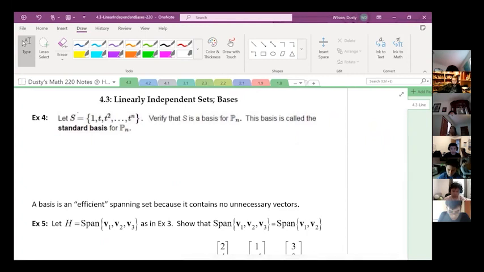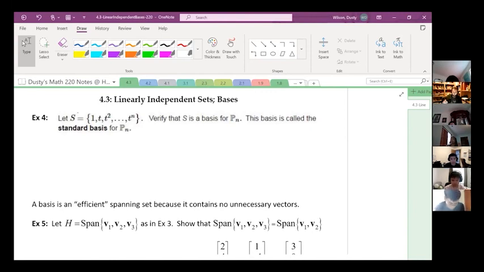All right, so far we've been working in the world of vectors. Let's go back to the world of polynomials. I want to establish a basis for the world of polynomials. If we let S equal 1, t, t squared, dot dot dot, t to the n, we can ask ourselves, is S a basis for Pn? And the answer is going to be yes. We're going to call it the standard basis for Pn.